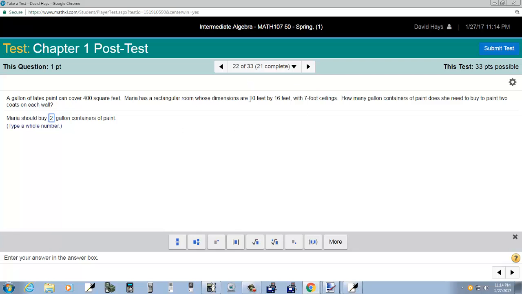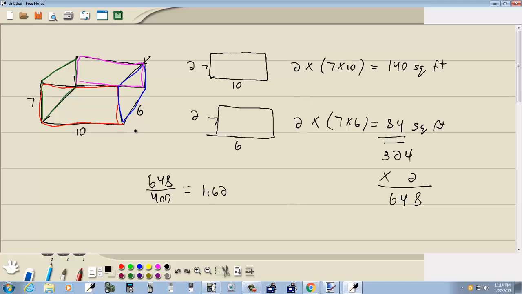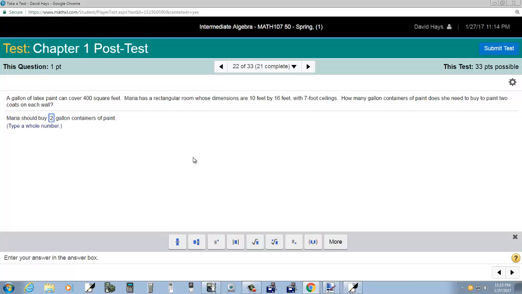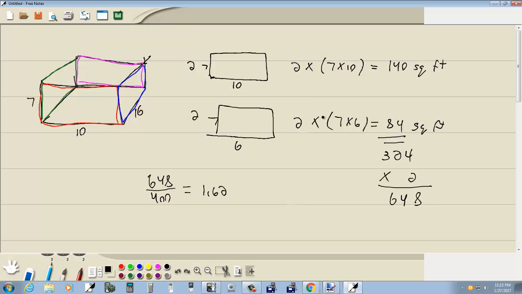There's a rectangular room whose dimensions are 10 feet by 16 feet. Did I say 16? 16. Good thing I checked that. I would have missed that. This is 16. So this is 2 times 7 times 16.